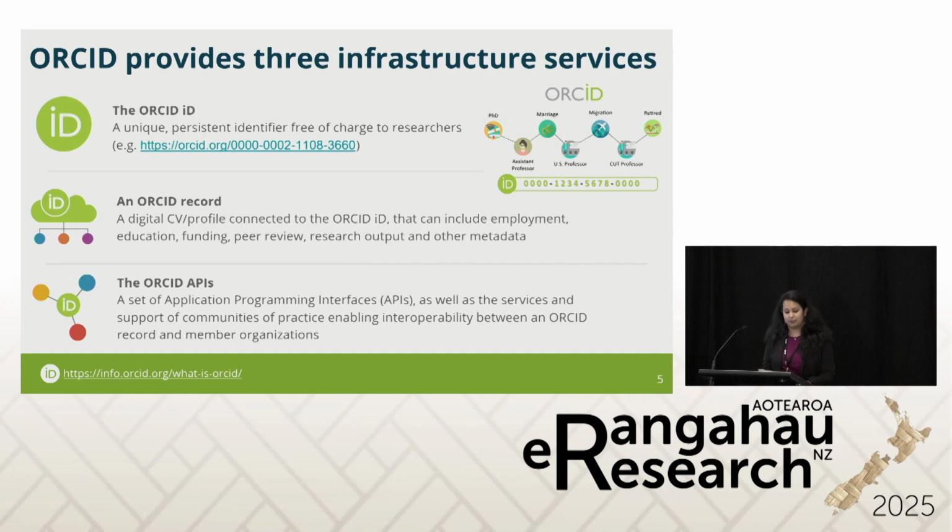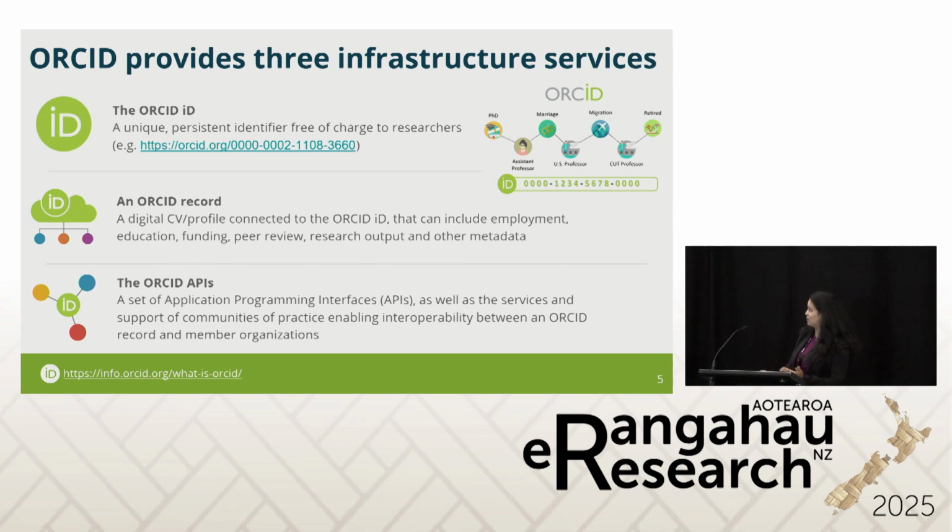ORCID provides three main infrastructures. One is the 16-digit ORCID ID. This ID is unique to you and stays with you whether you change names, locations, or careers, unless you want to delete it, and that's all good.